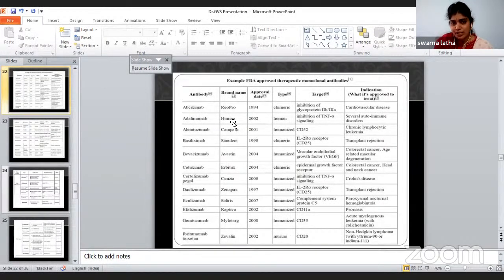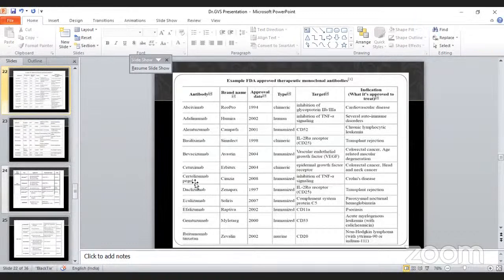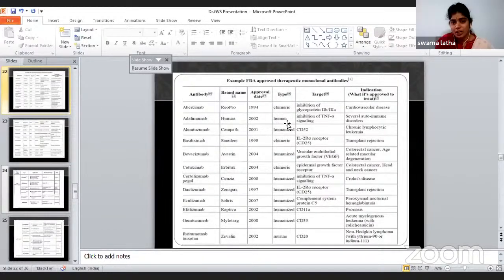Is it clear, students? This one? Yes, ma'am. Okay. So by seeing it, you can get the idea. Now you will understand that, okay, this is a chimeric type of monoclonal antibody. So most of the thing is from human, like that.